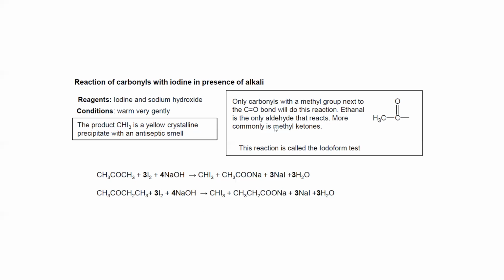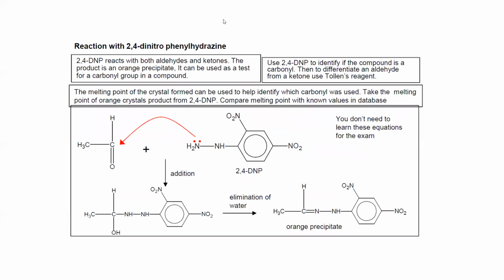There is also another way to test, to identify whether we have an aldehyde or a ketone. We call that the 2,4-dinitrophenylhydrazine derivative. We can use this to find which aldehyde or ketone is there. So what we do in this reaction, this is 2,4-dinitrophenylhydrazine.